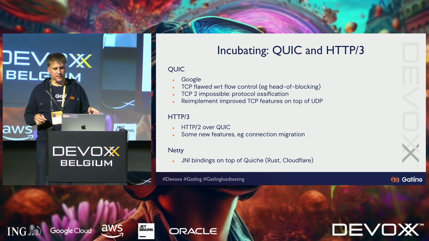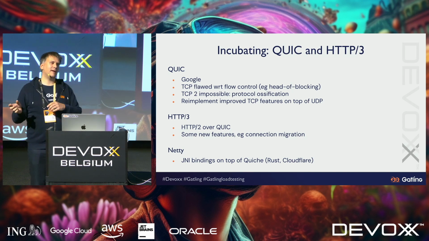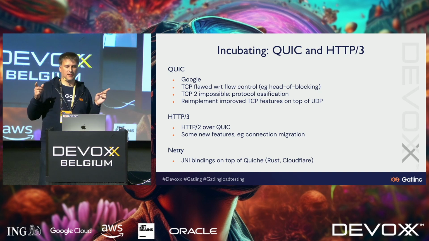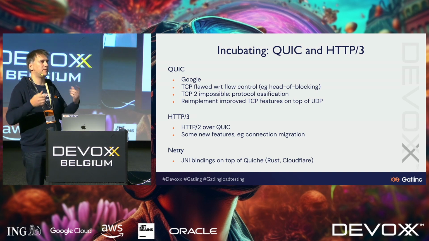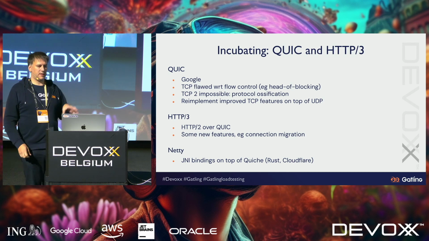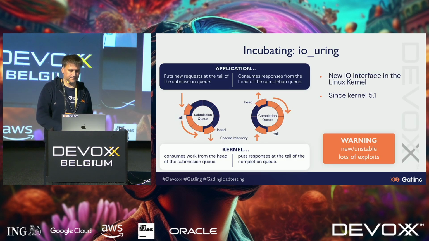And how does Netty do that? Actually, it's riding on top of the work of someone else. Cloudflare is developing a QUIC implementation named Quiche. It's developed in Rust. And so Netty is developing some JNI bindings on top of Quiche.